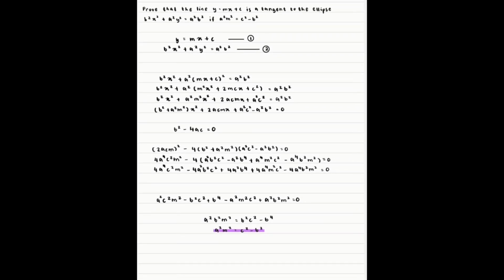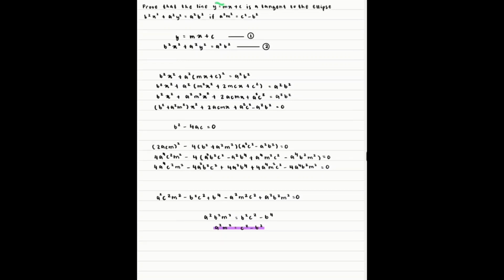Going deeper into this topic, we're looking at the question that we got. The question states: prove that the line y equals mx plus c is a tangent to the ellipse b squared x squared plus a squared y squared equals a squared b squared if a squared m squared equals c squared minus b squared. First of all, we need to identify the equations that we get, which is this one, and we're going to put this one.